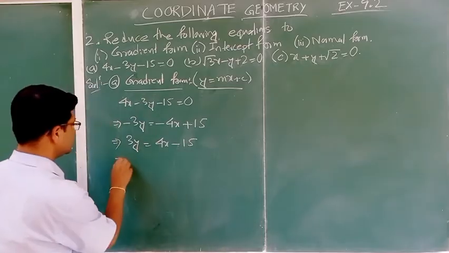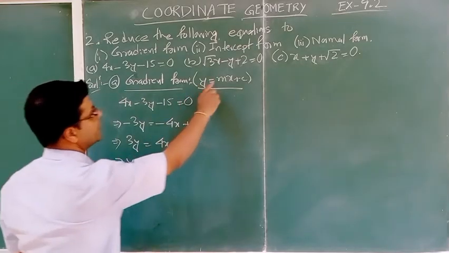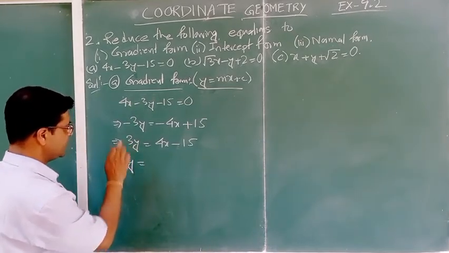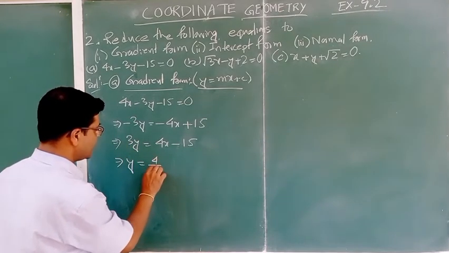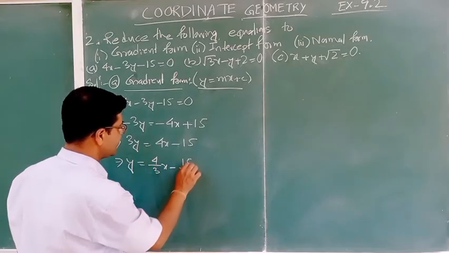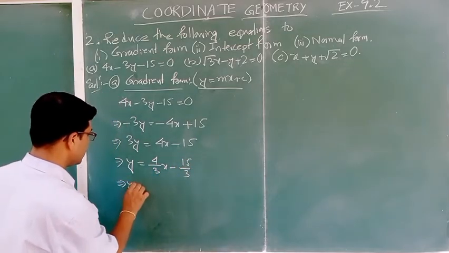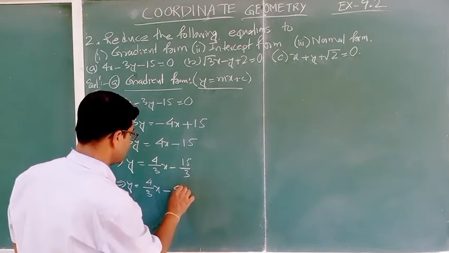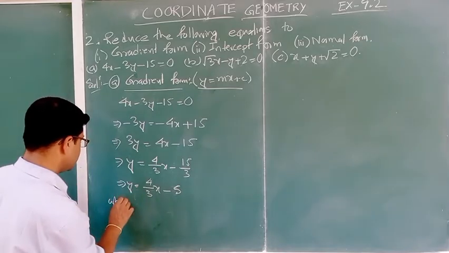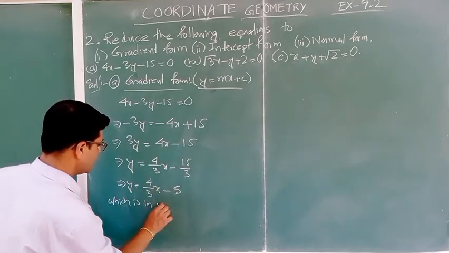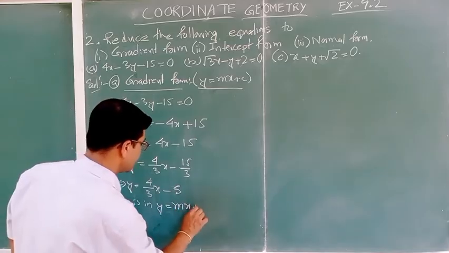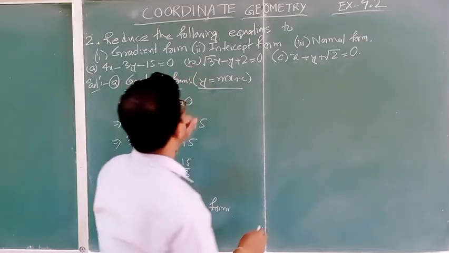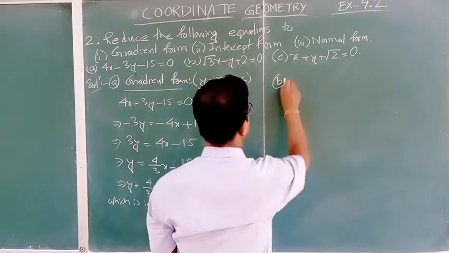Got it? Now what we do? We have to write y equal to mx plus c. So let us divide each term by 3. So 3 cancels. 4 by 3x minus 15 by 3. So this is y equal to 4 by 3x minus 5, which is in y equal to mx plus c form. This is done. Next is intercept form, number B.